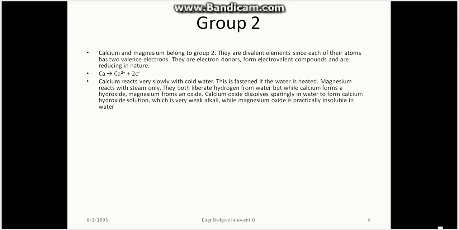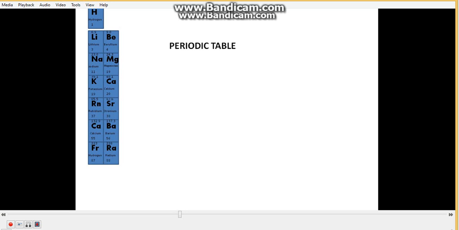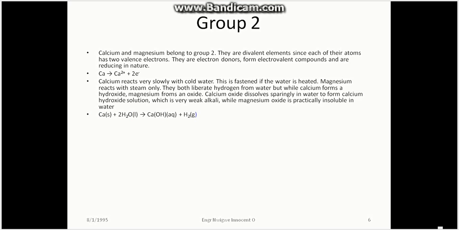Calcium oxide dissolves sparingly in water to form calcium hydroxide solution, which is a very weak alkali, while magnesium oxide is practically insoluble in water. Calcium solid plus 2 molecules of water liquid gives calcium hydroxide aqueous plus hydrogen gas. Magnesium solid plus 1 molecule of water gas, that is steam, gives magnesium oxide solid plus hydrogen gas.